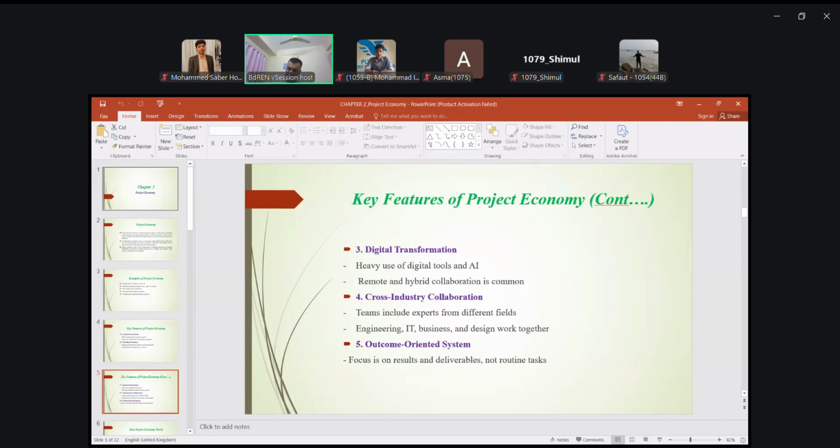It focuses on results and deliverables, not routine tasks. This is another important thing. We're talking about results and deliverables, not routine tasks. This is an outcome oriented system.